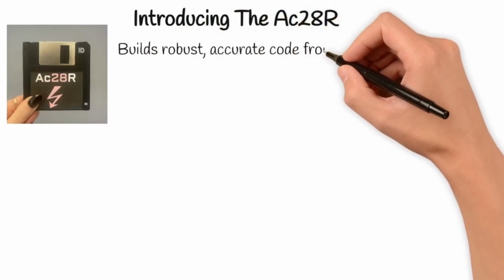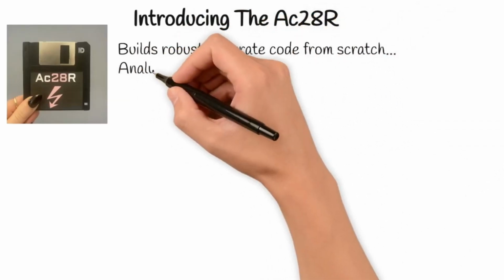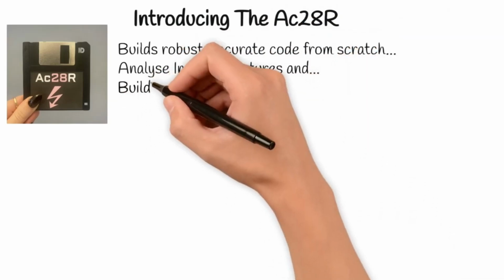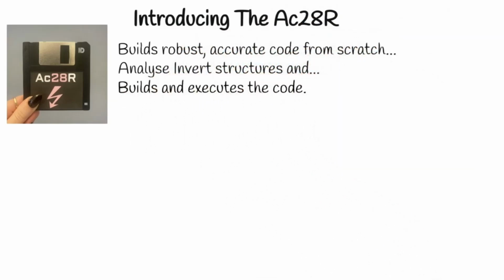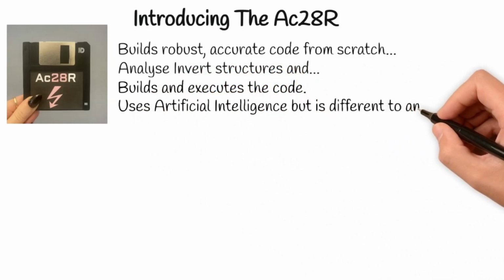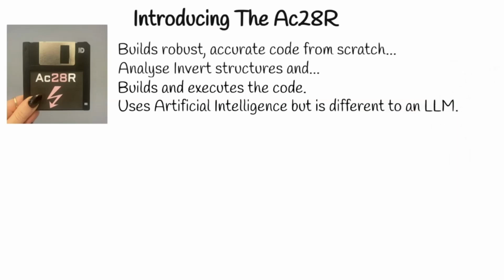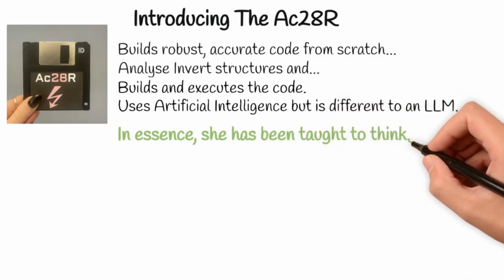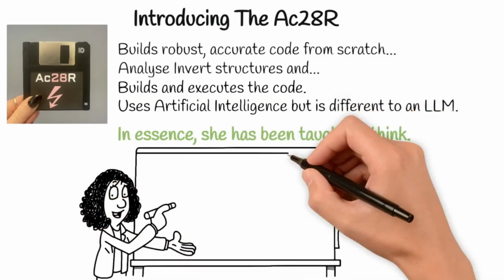Yes, we have built a computer that can take these invert structures and build robust, accurate code from scratch. She's been trained to analyze any of the unlimited number of possible invert structures and build the code that she then executes, right in front of your eyes. She uses artificial intelligence, but not one that is based on simple pattern recognition used by current AI models. In essence, she's been taught how to think. Let me show you what she can do.